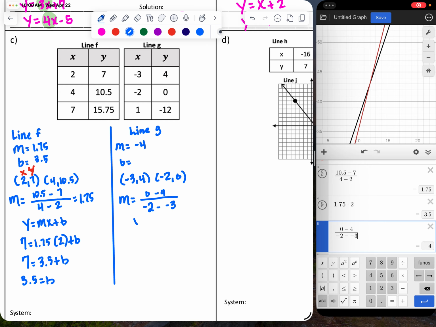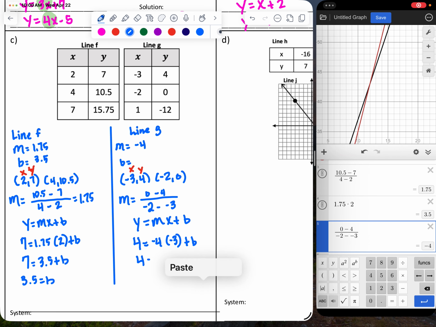Now I'll use my formula y equals mx plus b to find the b. For my point, I'll use the first one. Again, it doesn't matter which one you choose. I'll plug in 4 for the y, -4 for the m, -3 for the x, plus b. So 4 is equal to -4 times -3, which is +12, plus b.